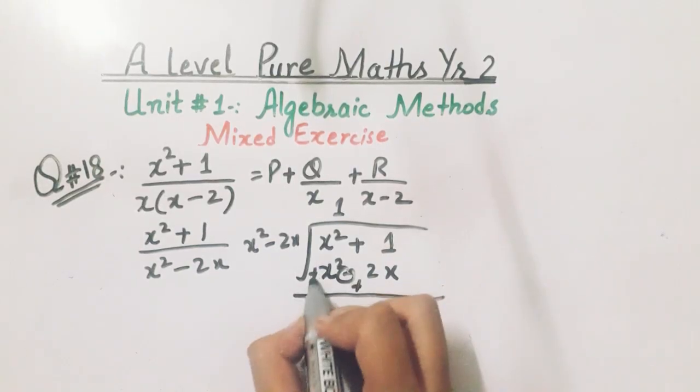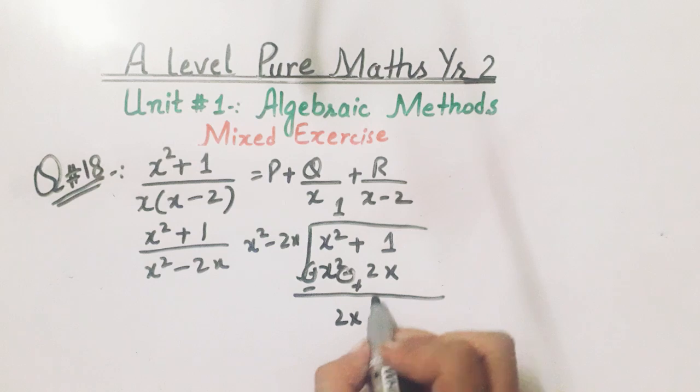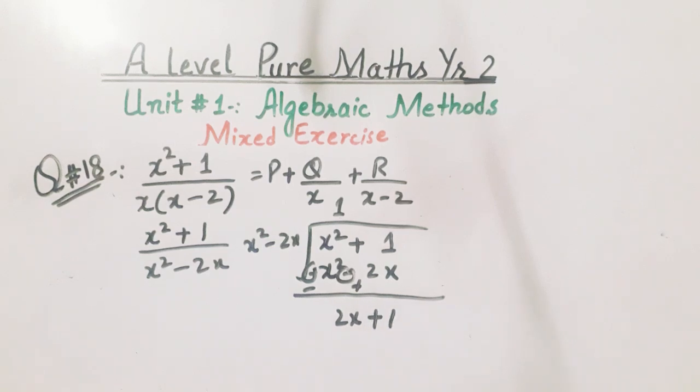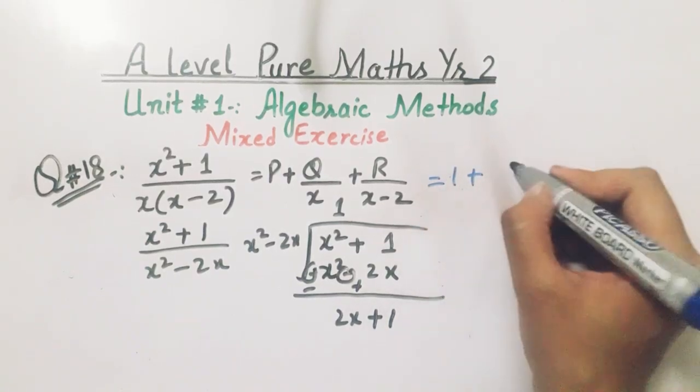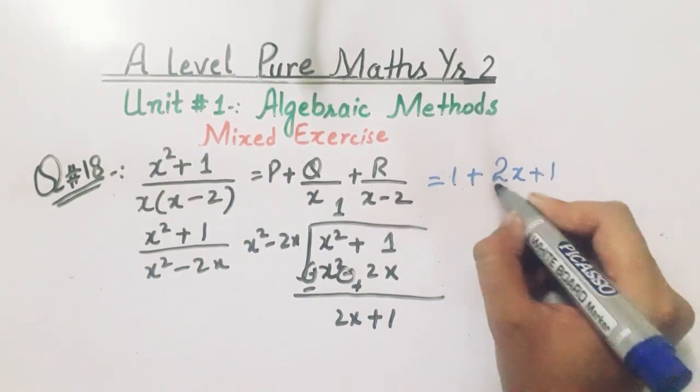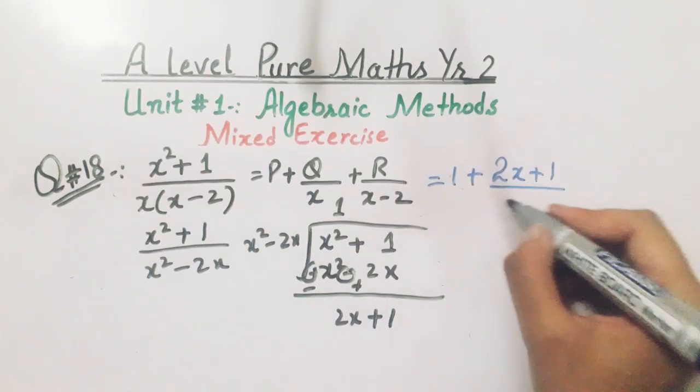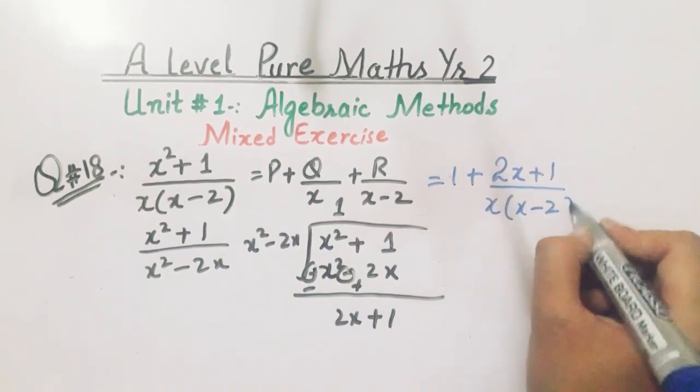Change the old sign, give the new sign. It will become 2x plus 1. Now we will write this in the fraction form and get 1 plus 2x plus 1 divided by x square minus 2x, which can be written as x into x minus 2.